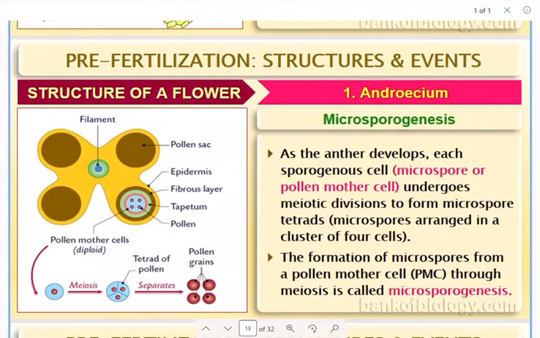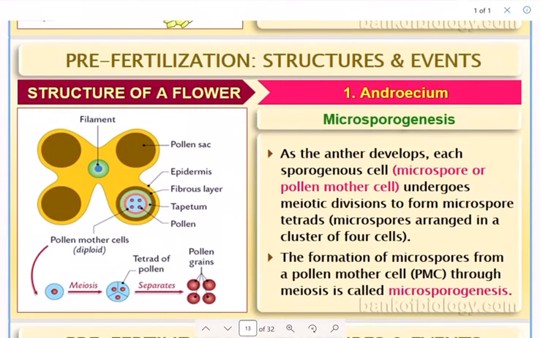Further, how this microsporogenesis takes place. What is microsporogenesis? I said it is the process of formation of microspores. As the anther develops, each sporogenous cell, called MMC or PMC, yesterday I said, microspore mother cell or pollen mother cell, undergoes meiosis, I said meiotic division, to form microspore tetrads. That means 4 cells will be there. So that's why tetrad. So microspores are arranged in a cluster of 4 cells.